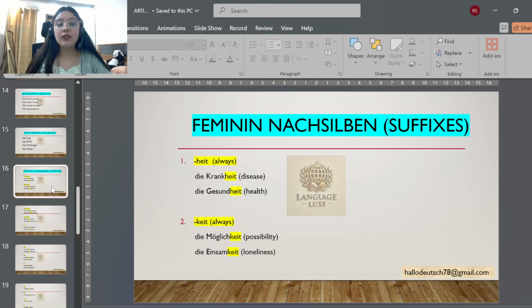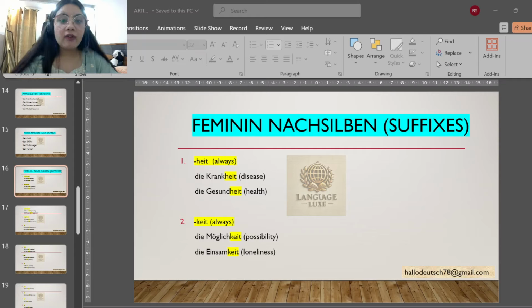Now let's dive into our feminine Nachsilben. Feminine Nachsilben means feminine suffixes, endings. Heit: whenever you have heit at the end of any noun, that will always be feminine. For example, die Krankheit. Die Krankheit means disease. Die Gesundheit. Gesundheit means health. Because heit is coming, they are feminine in nature, which is why we have placed die, the article for feminine.